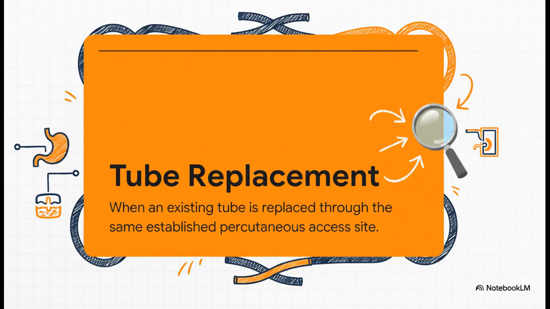According to the CPT manual, a replacement, and this is so important, only happens when that new tube goes through the exact same established access site. Look at that phrase, same established percutaneous access site. I want you to burn that phrase into your brain. Seriously, it is the key to this whole thing.